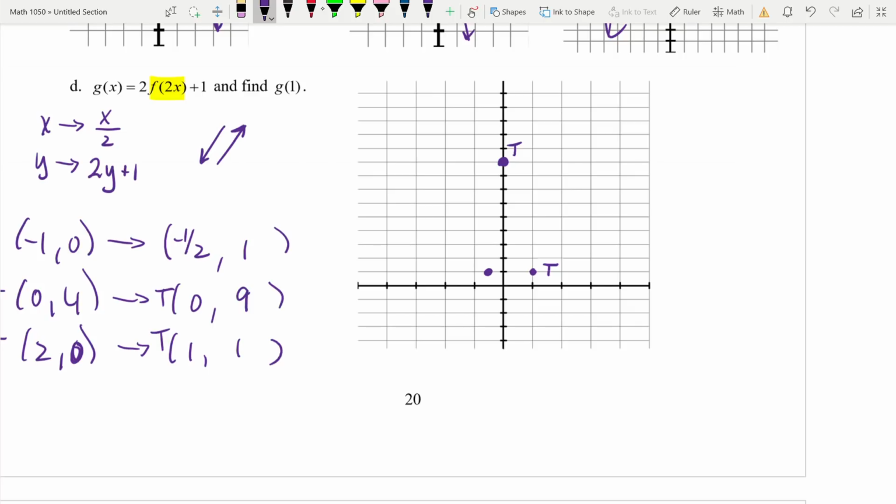1, 1. Put a point right there, turning point. The left part's supposed to be down, so it's going to be left down. Come up, hit it, turn. Come down, hit it, turn. Head up. There's my graph. Done.